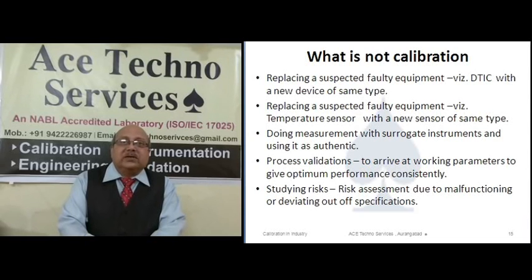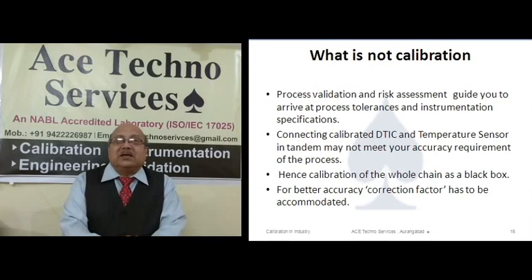These are the few points which are really not calibration, but these points will make you arrive at the required calibration requirements. Process validation and risk assessment guide you to arrive at process tolerances, and from the process tolerances, the instrument specifications.